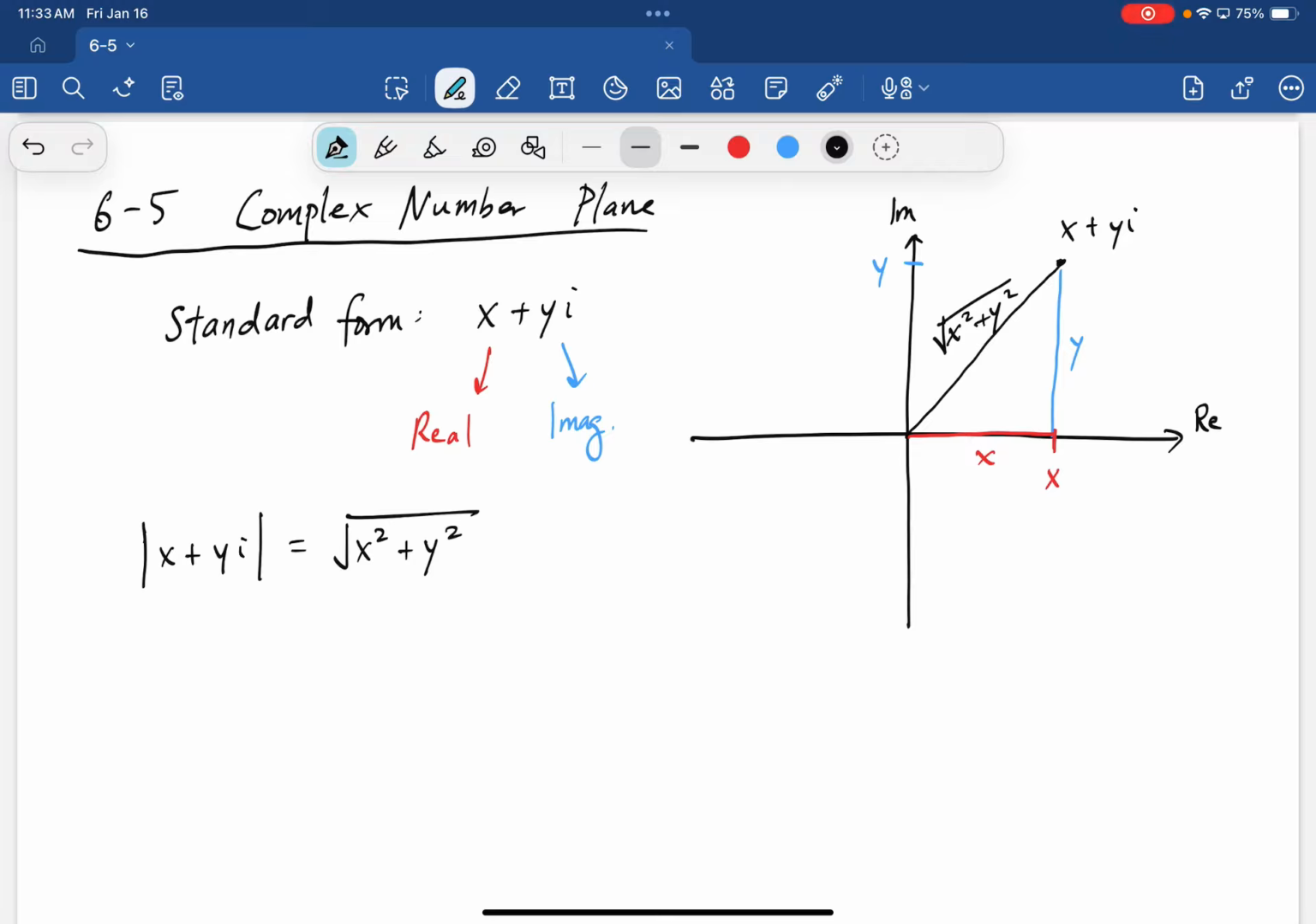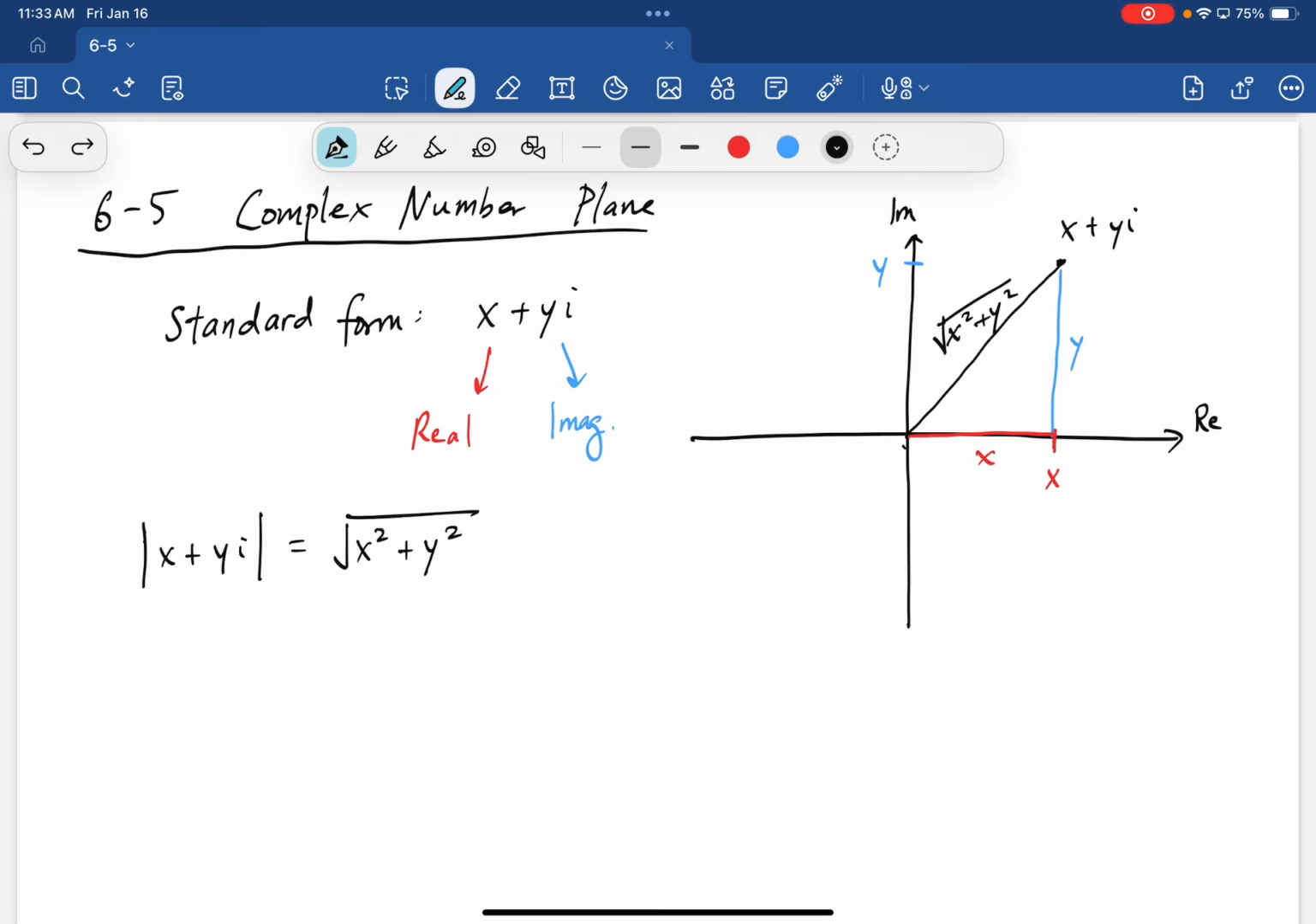Hold on. Wouldn't it be x squared minus y squared since i squared equals -1? No. The magnitude is the square root of x squared plus y squared. Why would squaring i and getting a -1 not make it minus? I'm not squaring i. I'm just squaring the imaginary part, which is y. Right? Graphically speaking, you can see that the magnitude is obviously the square root of x squared plus y squared, not x squared minus y squared. Okay?